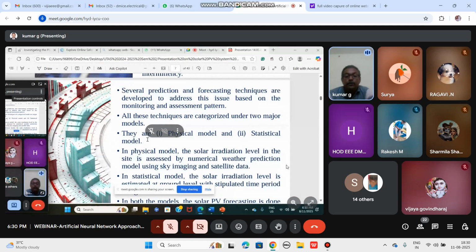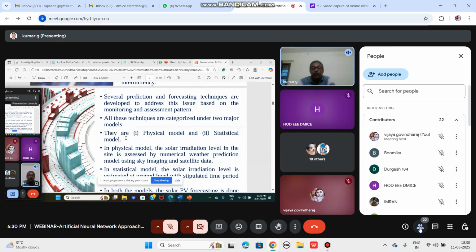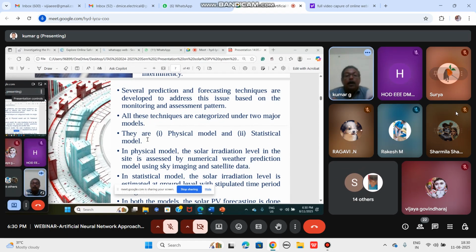We can set it every hour, every second or every minute. If you set the pyranometer to measure the solar radiation level every hour, maybe the accuracy level may be less, but it is an economical one. We can set the pyranometer to collect the data every minute or every second, and the accuracy level increases. But the problem is the data volume will increase. There we are using artificial neural networks and deep learning algorithms. These come under AI and machine learning models. Artificial intelligence and machine learning models are almost the same.